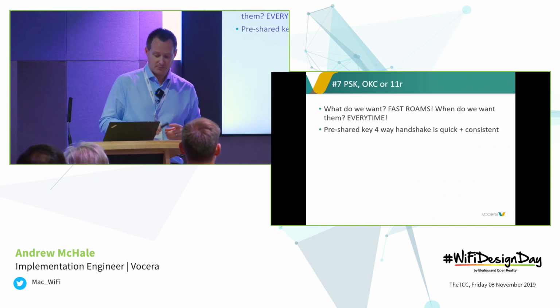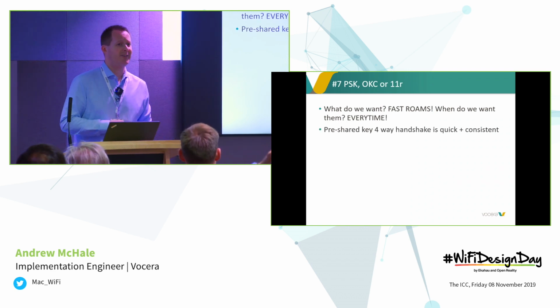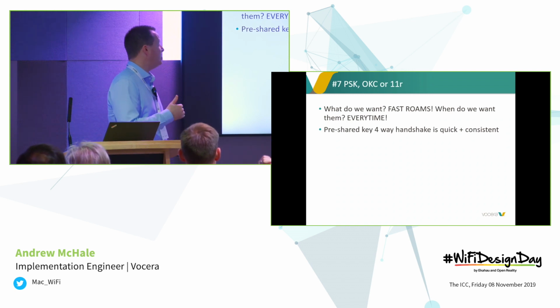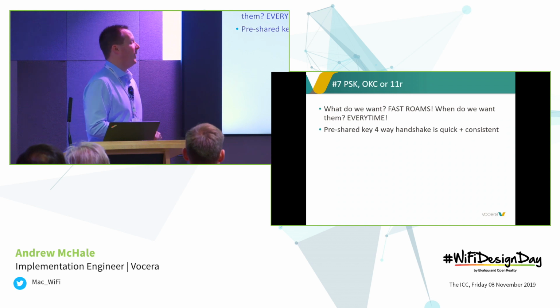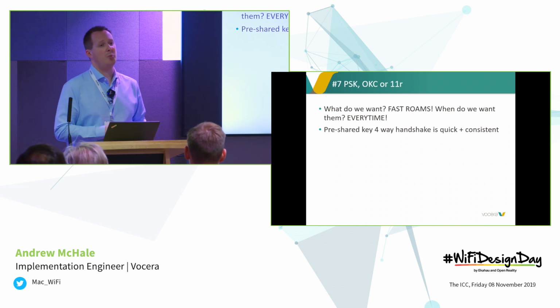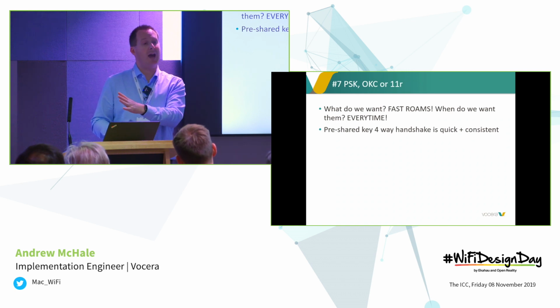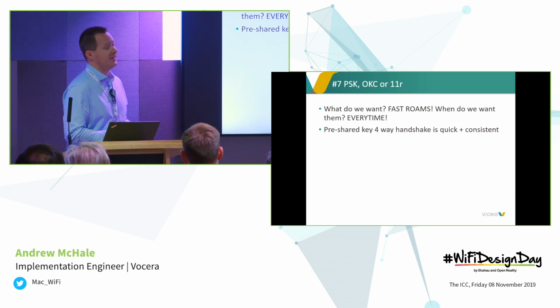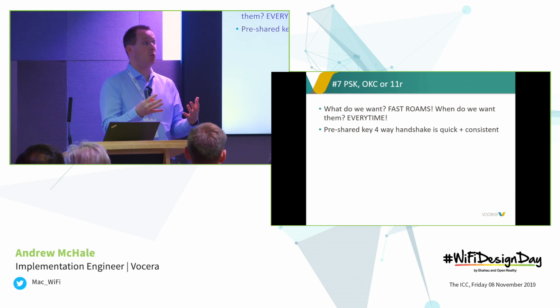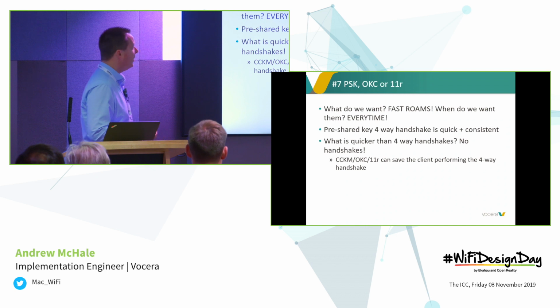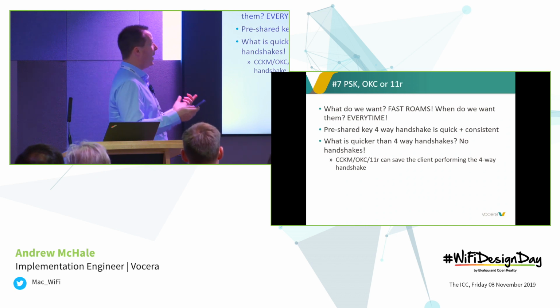Every single time. Pre-shared key has always been our favourite go-to method of authentication because it's quick and consistent. With pre-shared key on WPA2 AES, you're going to take about 80 to 100 milliseconds to roam from the association point all the way through to the end in the four-way handshake. You're going to take about 80 to 100 milliseconds. That's good. That's within our jitter buffer. We're happy with that. However, can we do any better? Well, if we don't have the handshake, which takes most of the time, we absolutely can.